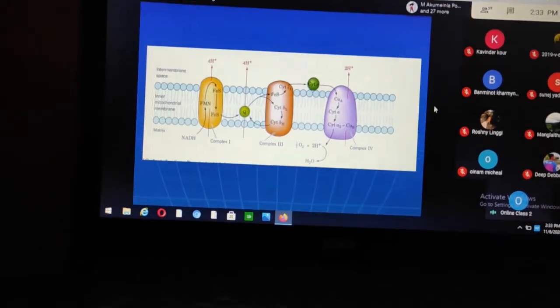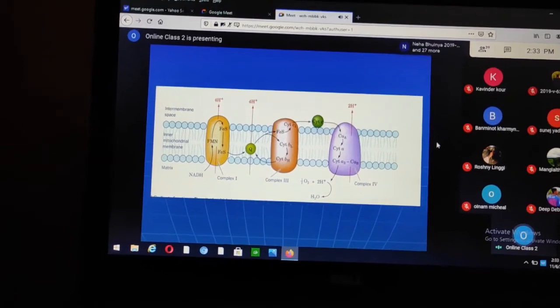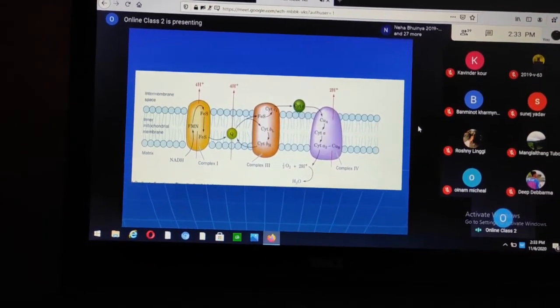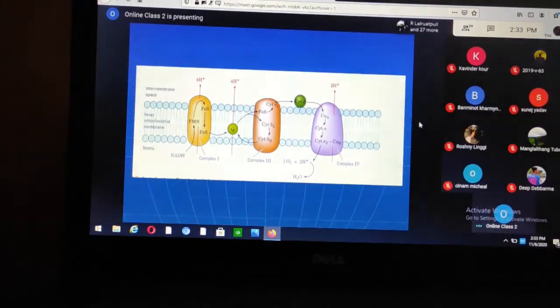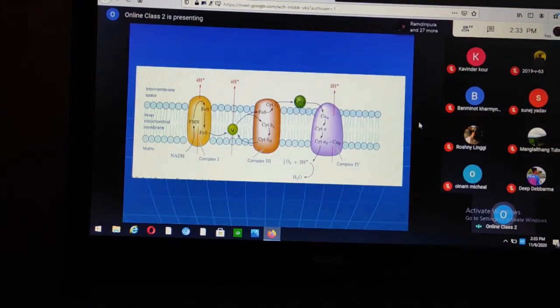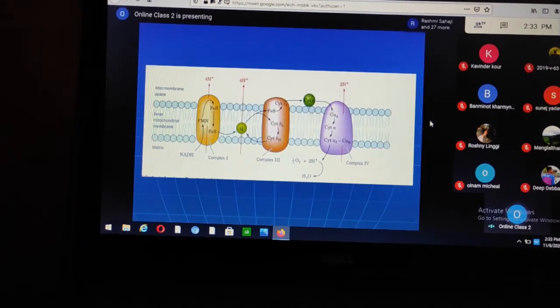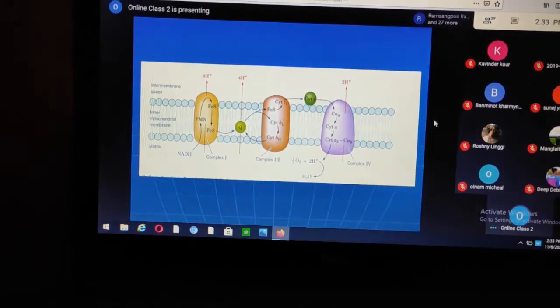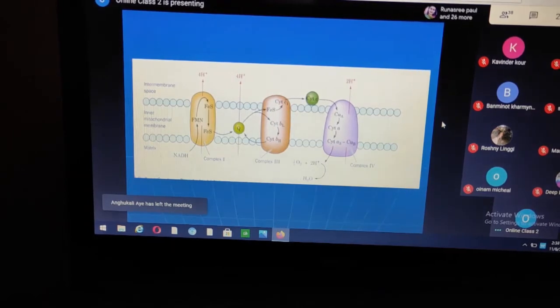Okay, so what we have seen here is just the slide which I have shown in the previous slides. Here, a pair of electrons from the reduced coenzymes, if it is NADH, passes its electrons to coenzyme Q through complex 1. During the process, 4 protons are pumped out to the intermembrane space. Then the pair of electrons from coenzyme Q is transferred to cytochrome C through complex 3. In that process again, 2 protons are pumped out.